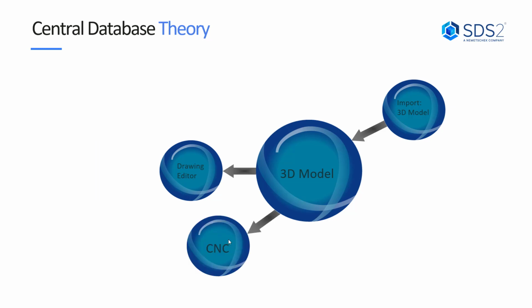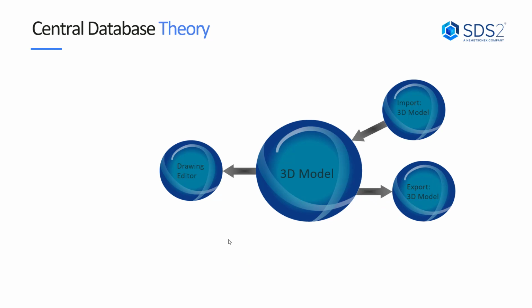And you can also generate CNC files from the model. CNC is another export type that will always come directly from your model. So again, you want your model to be as close to 100% accurate as it can be, and that will ensure that your CNC file exports are as accurate as they can be.